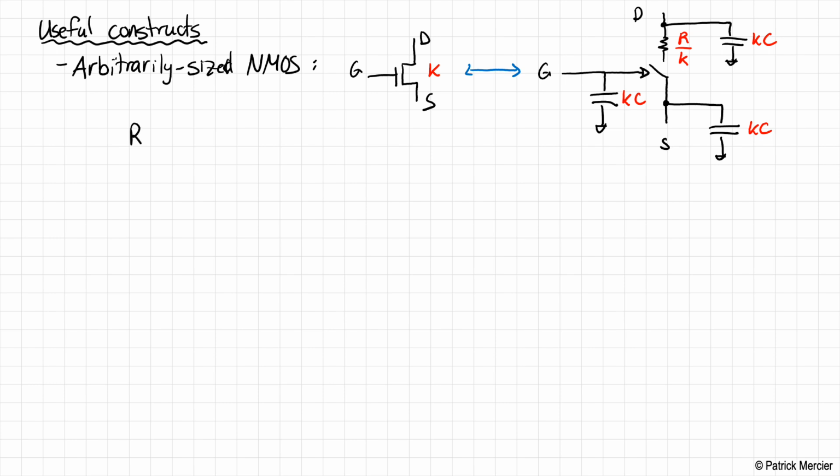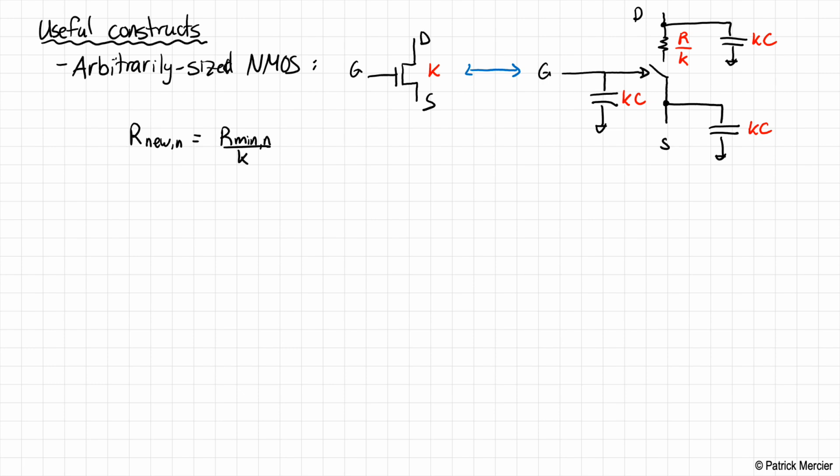So R new, N is equal to R min, N, divided by K. Okay, so if we think of a minimum size transistor as having a resistance of R min, then if we have a K size NMOS transistor, the resistance would be R min over K. So it's a reciprocal relationship, which makes sense. The bigger the transistor is, the smaller the resistance ought to be.